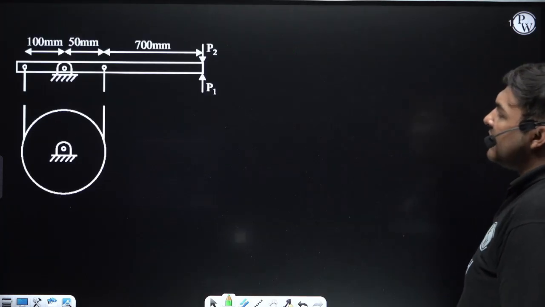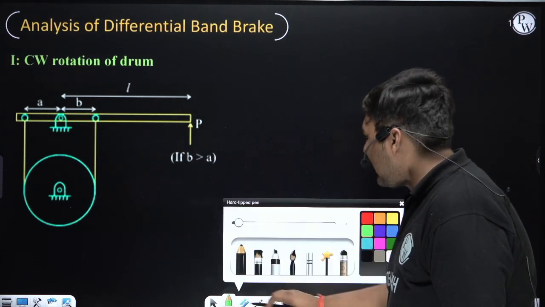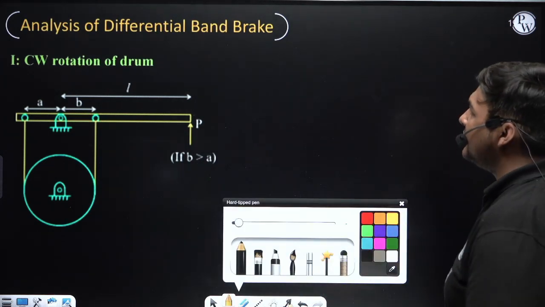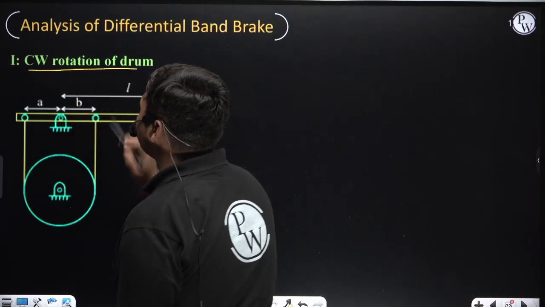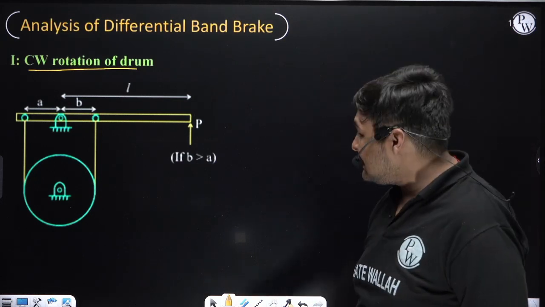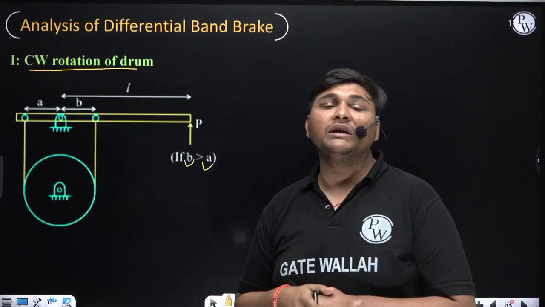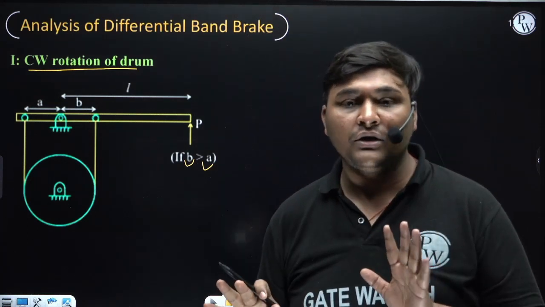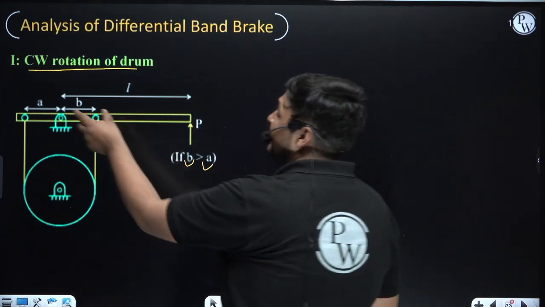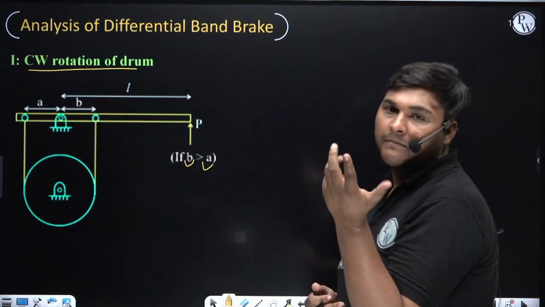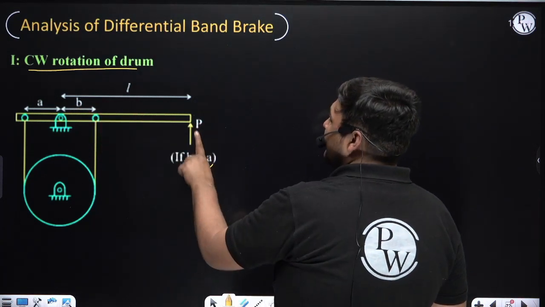Now we will do the analysis of band brake. We will do the analysis of differential band brake. Okay. So first we are doing the analysis of differential band brake for clockwise rotation of drum. But we are doing this analysis when b is greater than a. So whatever conclusion is coming here, don't memorize this conclusion, only understand the concept. Okay. Because sometimes a question can come when a is greater than b. Okay. Right now since b is greater than a, in that case the correct braking effort direction will be this.